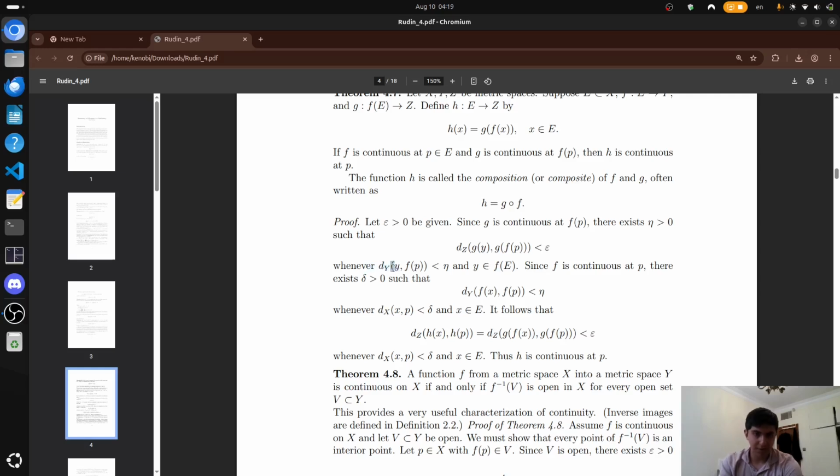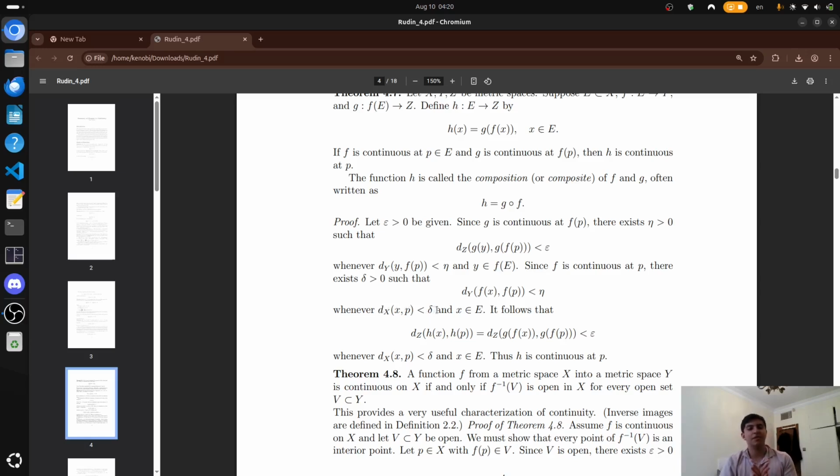This is from the previous function because this is the neighborhood for which this is associated, right? And y is in f(E). Since f is continuous at p, there exists delta greater than 0 such that d_Y(f(x), f(p)) is less than eta. Basically, y is equal to f(x) if you look at it closely, whenever d_X(x, p) is less than delta.